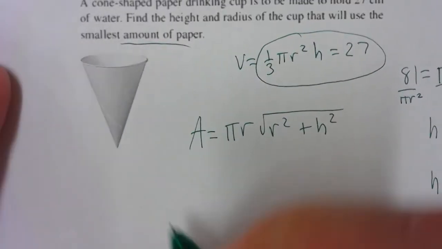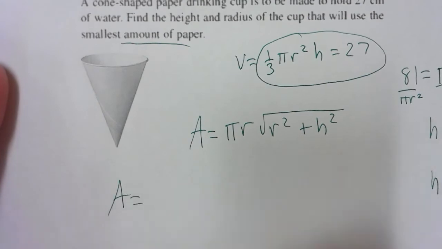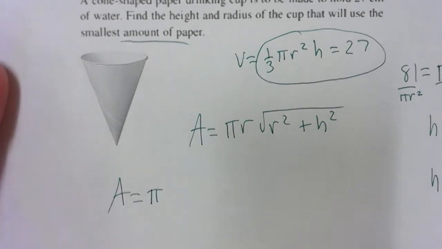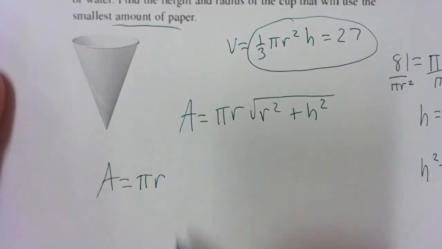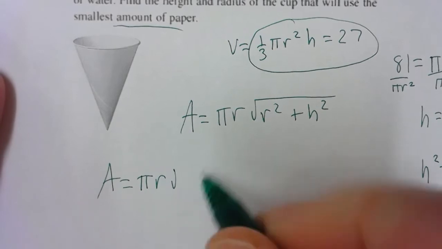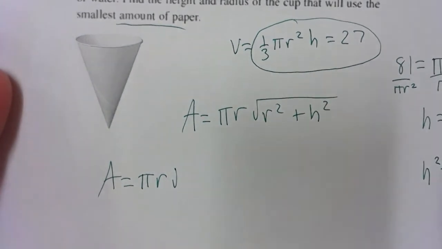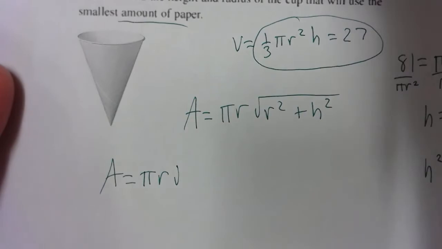So now I'm going to do area. The surface area of my cone is pi r square root. Now I'm going to do that to the 1/2 power.